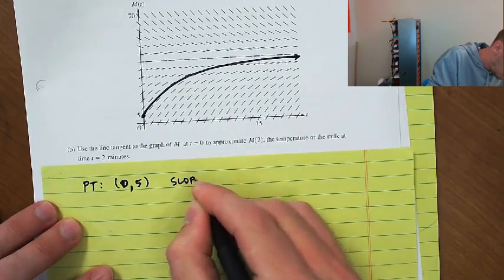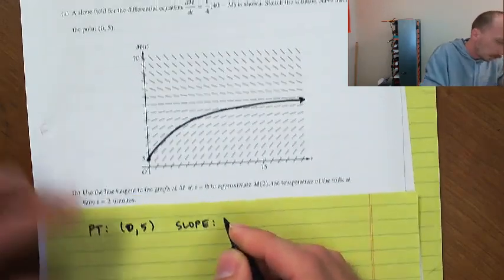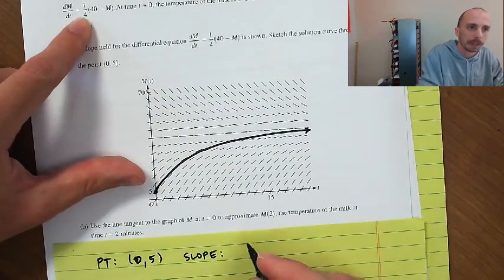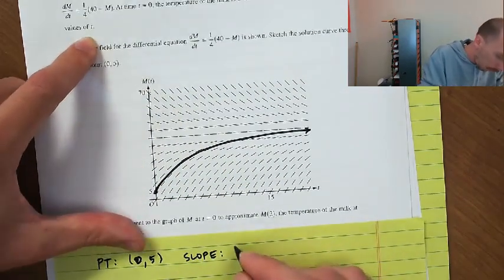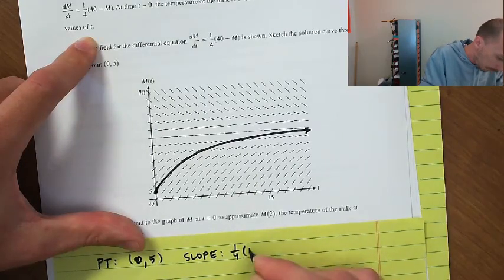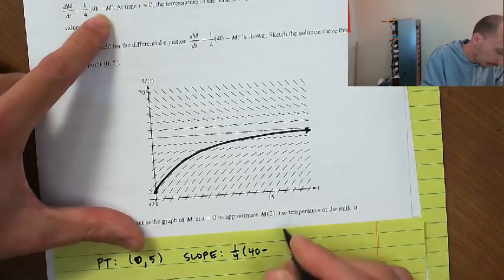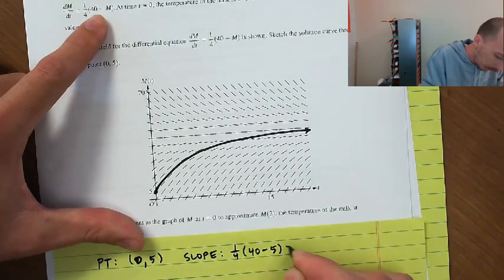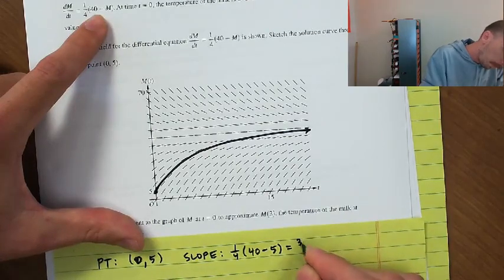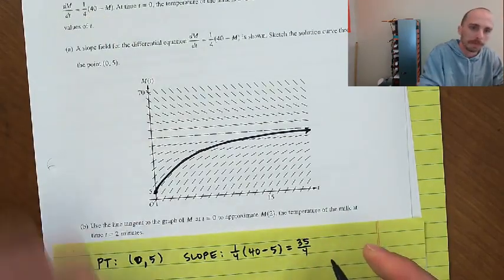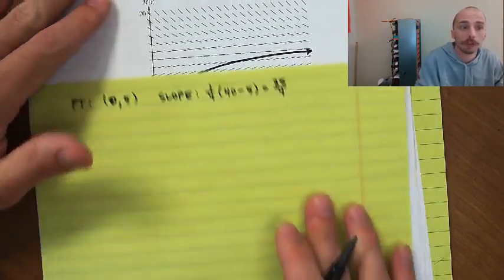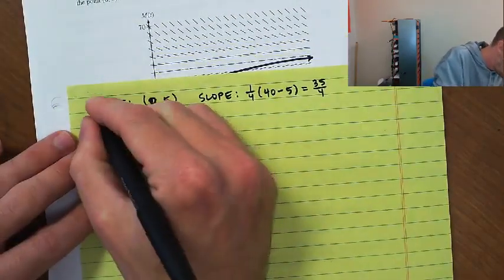The slope, I'll get that from the differential equation. So dM/dt is equal to 1/4 times (40 minus the temperature of the milk, which is 5). So that's going to be 35 over 4. That's not the best number I've ever seen, but it's not the worst either. This is something we'll be able to work with.